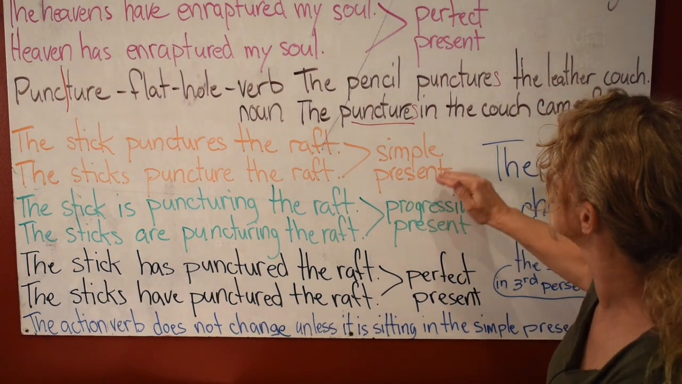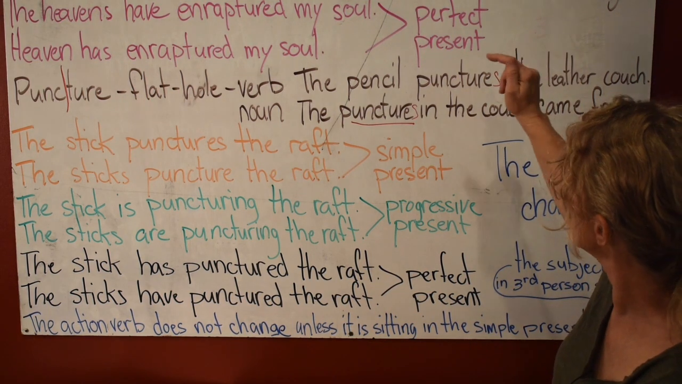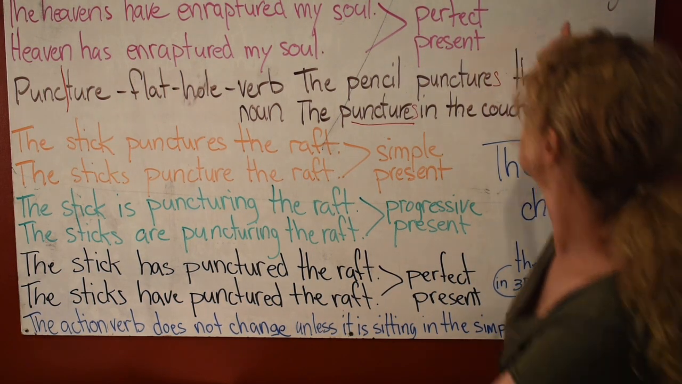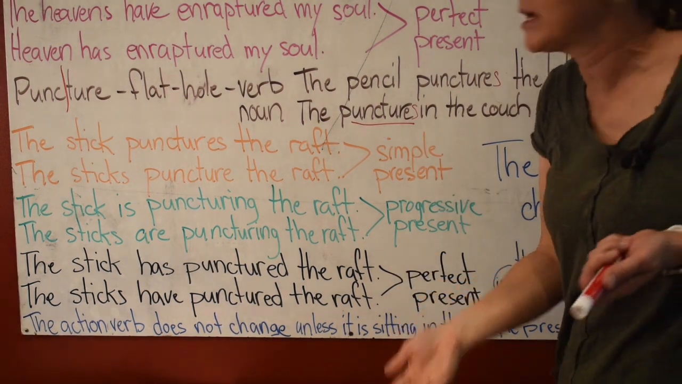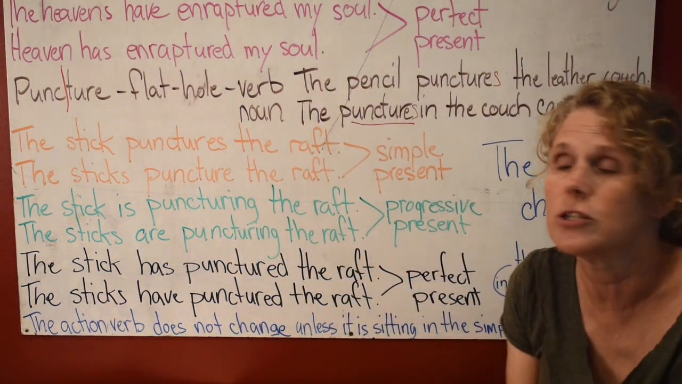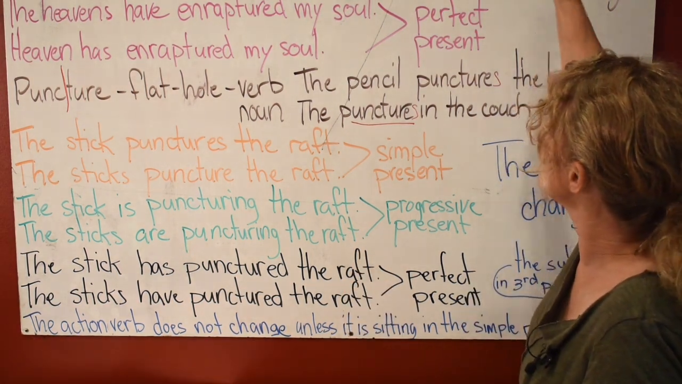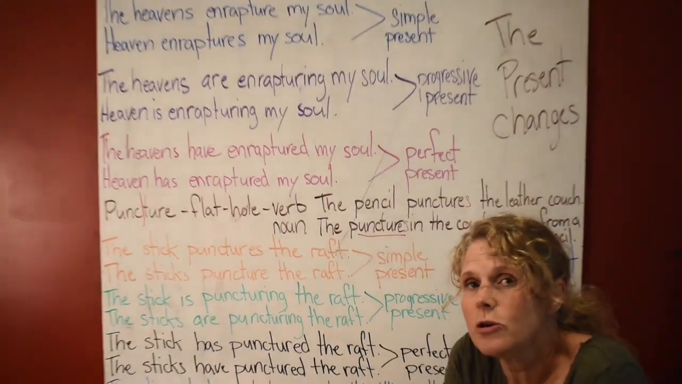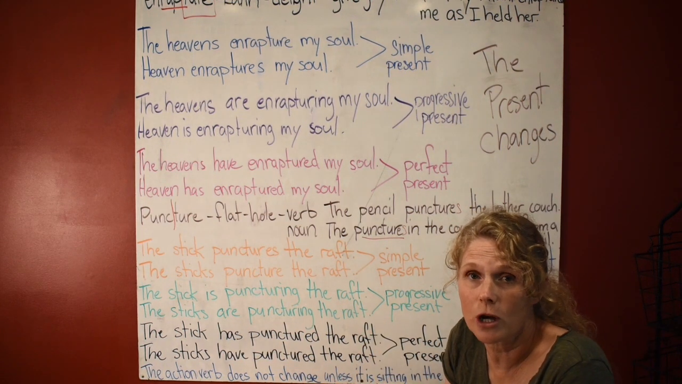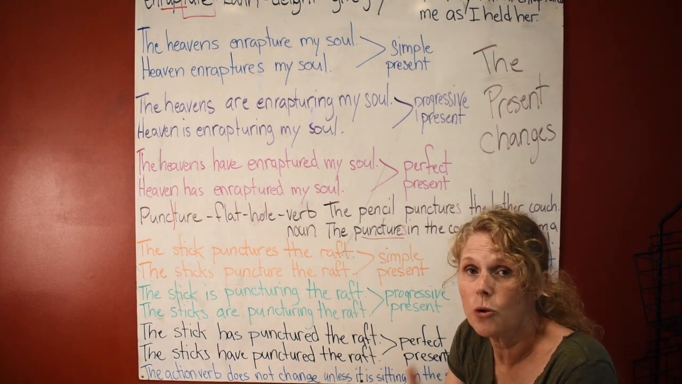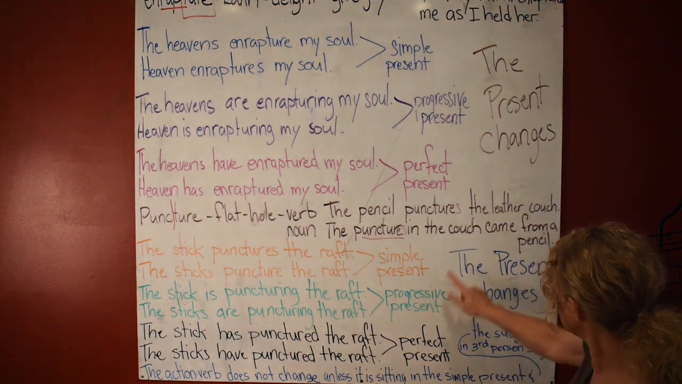So where does it change? It changes in the simple present. It changes in the perfect present. It changes in the progressive present. Where do we see the change? The present changes. That's where you really have to pay attention. Where are we going to see the change? In the present. Whether it's in the simple, progressive, or the perfect, that's where you're going to see the change of your verbs. If it's sitting in any of the others, you're not going to see the change. But in the present, you have to know and understand your verbs.